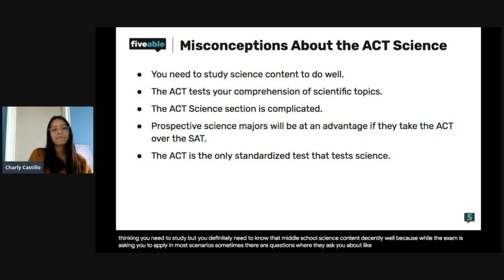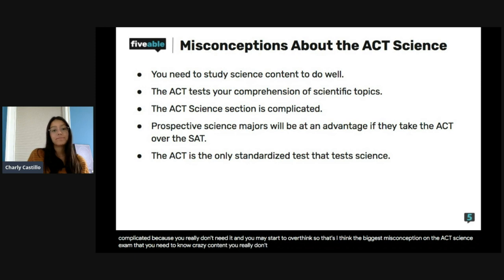Because while the exam is asking you to apply in most scenarios, sometimes there are questions where they ask you, based on this pH in this experiment, would it be classified as an acid, a base, an alkaline, or none? And in that case, you'll maybe need to know some middle school science content and know that your acid is the smaller number and your base is the larger number. But other than that, you really don't need to know any complicated science information. And I think that you'd be at a disadvantage if you really do study anything really complicated, because you really don't need it and you may start to overthink. So that's, I think, the biggest misconception on the ACT science exam, that you need to know crazy content.